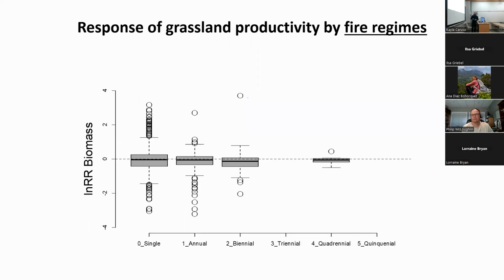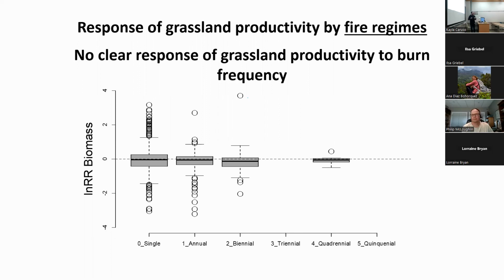Now, what about the response of grassland productivity by burn frequency? It seems that in general, there is no clear response. Okay, so we can perform prescribed fires on an annual basis or every 4 years, and the response most likely will be the same.